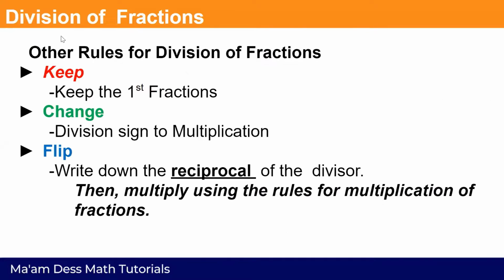There is another way or another rule in division of fractions. Okay, first, keep. Keep the first fraction or copy the first fraction. And the other one, change. What you're going to change is the division sign to multiplication sign. And then the last one is flip. Write down the reciprocal of the divisor. Then multiply using the rules for multiplication of fractions. So again, flip or get the reciprocal of the divisor. So again, keep, change, and flip.